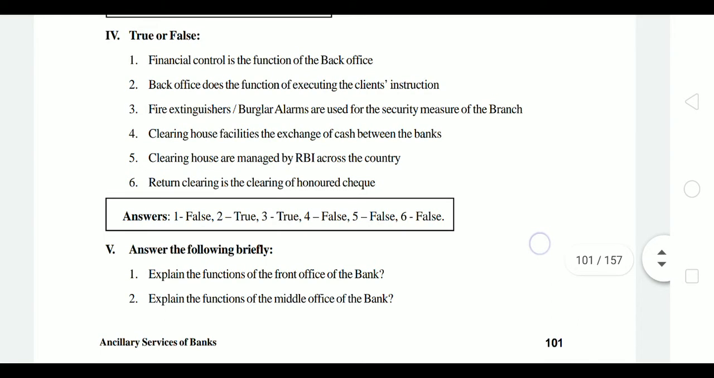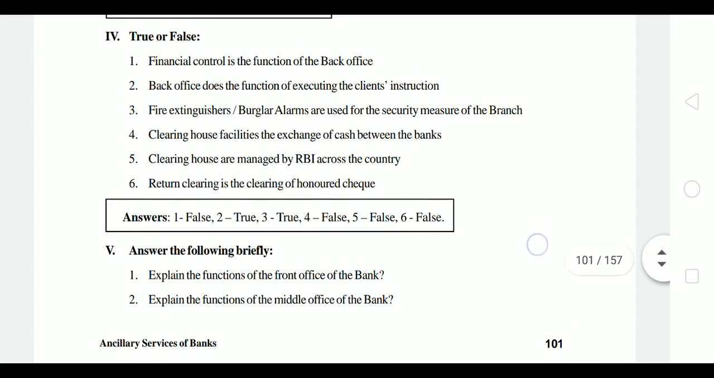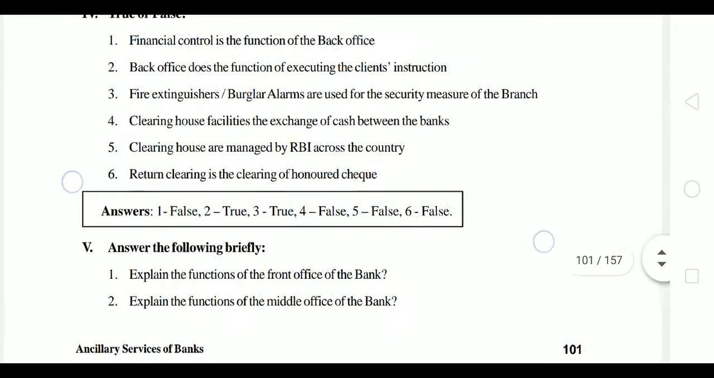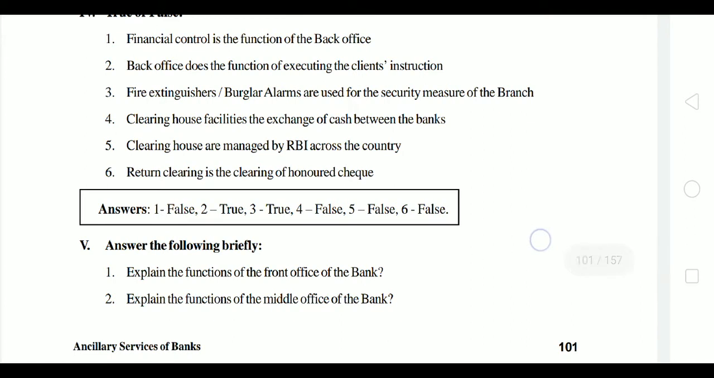Next, fire extinguishers or burglar alarms are used for the security measures of the branch. Yes, this is also true. We arrange the alarms near the bank vault or in the bank branch to safeguard the bank branch from any theft or any fire.